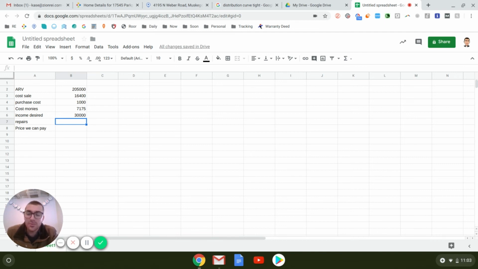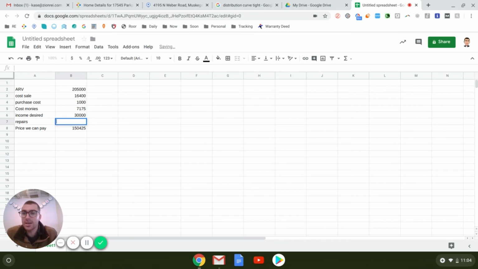Now we're going to run this assumption first, and let's just say it needs some paint and carpet, and our repairs come in at $8,000. So now we're going to run our formula, and we're just going to say it's equal to B2 minus our expenses. All right. So now you can see the total we can pay comes to $142,000, assuming we need to make $30,000 and there's $8,000 of repair.